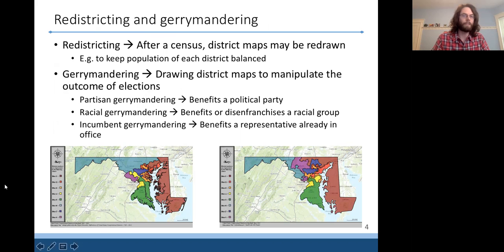And we have this concept of redistricting every 10 years or so after a census, like right now. We need to redraw district maps in order to keep population balanced as people move around, and also handle apportionment changes, right? So if a state gains or loses representatives. And in this case, we think this is where gerrymandering arises, right? So we want to draw district maps in some way to manipulate the outcome of elections.